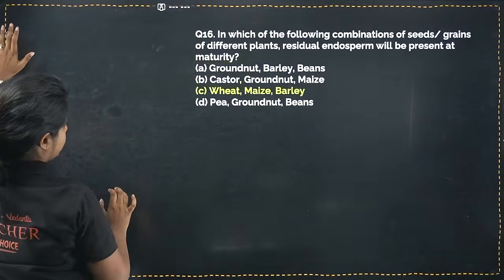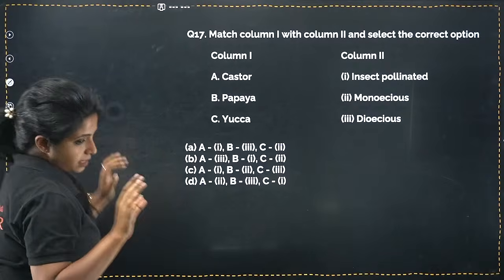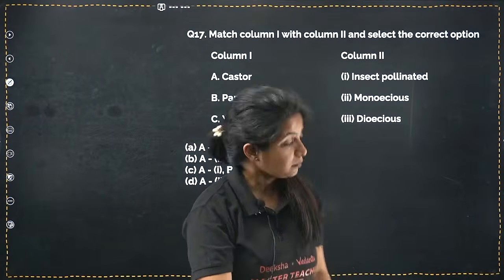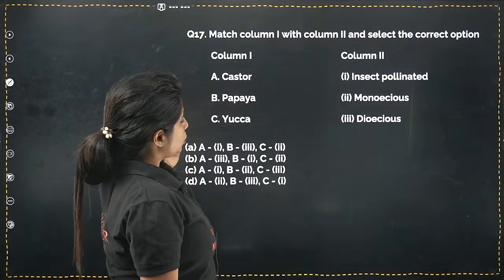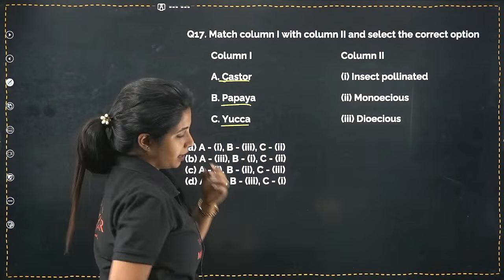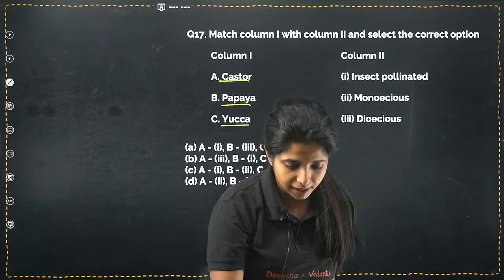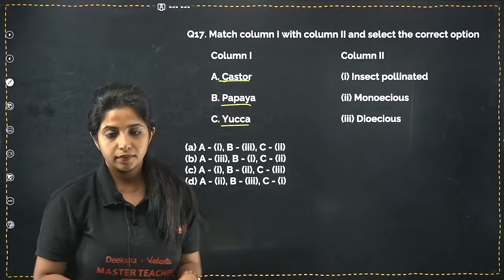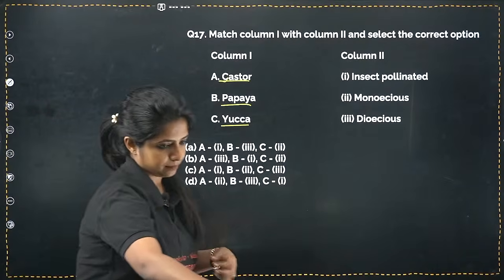Question number 17. Again, not a PYQ, a new question. Let's go. Match column 1 with column 2 and select the correct option. Column 1: castor, papaya, yucca. Now you have to tell me the answer. I already gave you a clue here, right? You have to give me the answer. Come on. And the options are this.